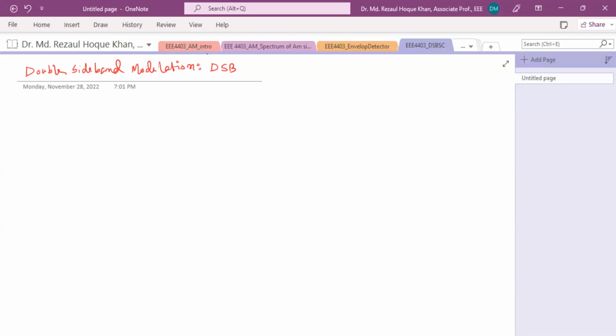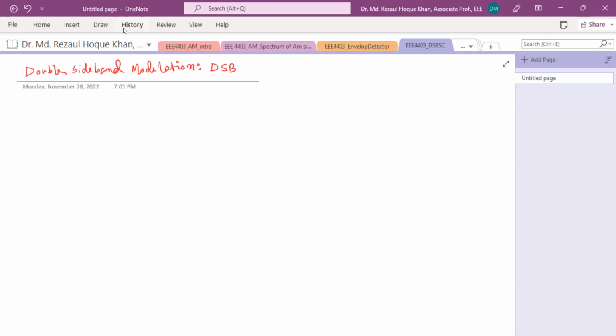We have seen in our previous lecture that in amplitude modulation the efficiency is very low due to the transmission of the carrier. If we do not transmit the carrier, and only transmit the modulated version of the sidebands, then we can save energy and increase the efficiency. So in that case, we will only transmit a double sideband, not the carrier.